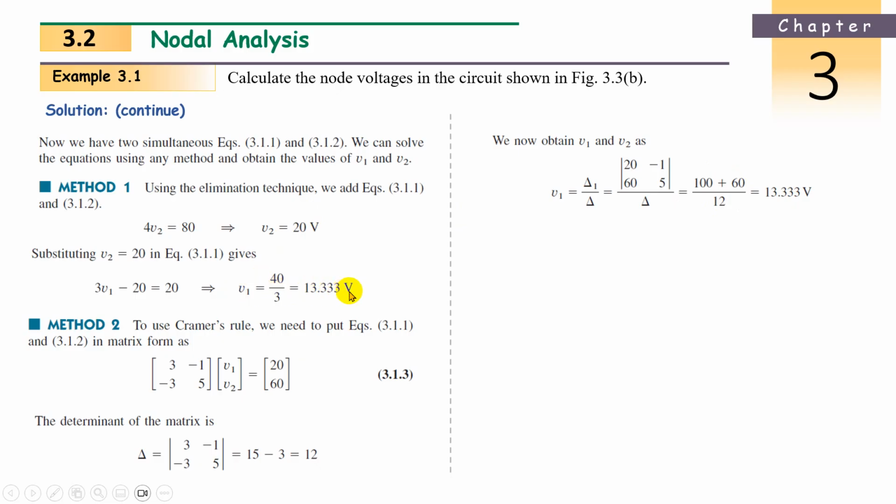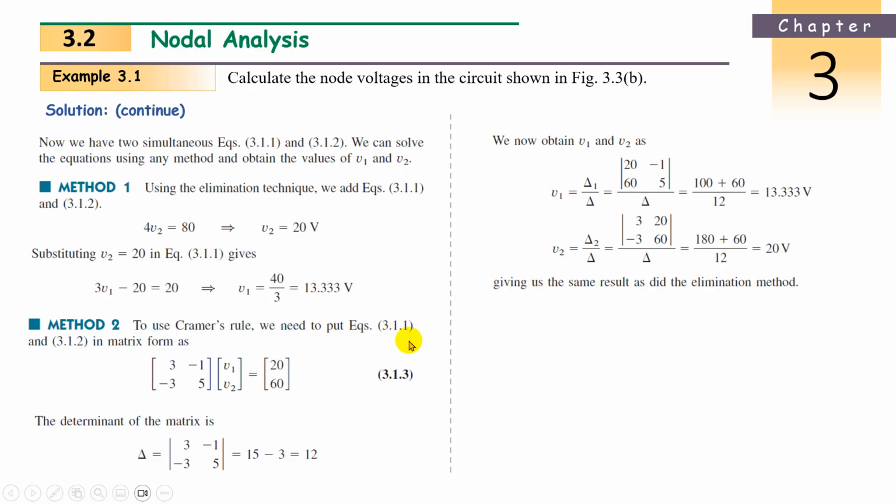See here how much we got for V1 in the elimination technique. Same. Okay. Now V2. For V2 we have to remove the second column, minus 1, 5, and put 20 and 60 there. So the matrix is 3, minus 3, 20 and 60. Now find the determinant of this. Diagonal, 3 into 60, 180, minus 20 into minus 3, it is minus 60, minus of minus is plus. So it is 180 plus 60, that is 240, divided by 12, 20 volts. Right?